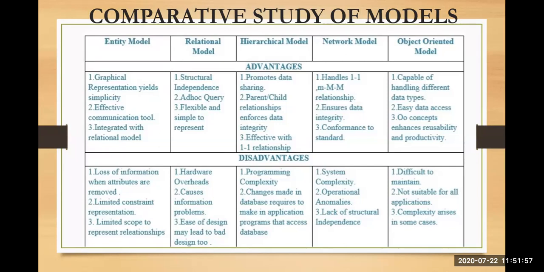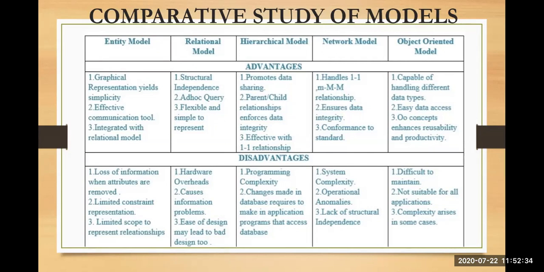Third, it can be integrated with the relational model. All the models which we are studying here can be easily integrated with the relational model because we are going to have a set of attributes also. The data is stored in the form of rows and columns. So integration with the relational model is easy. Next, we are moving to the relational model. The advantages of the relational model are, first, structural independence. Second is ad hoc query. The structure of the query is temporary. Third, it is very flexible to represent because you represent the data in the form of rows and columns only.